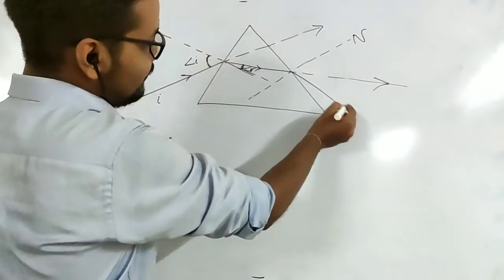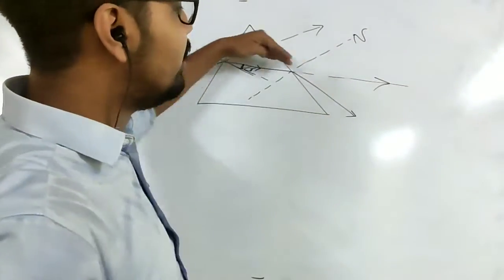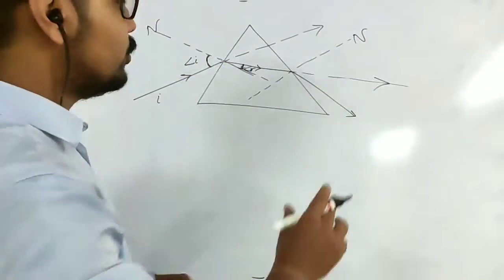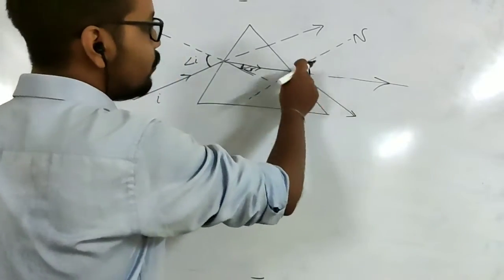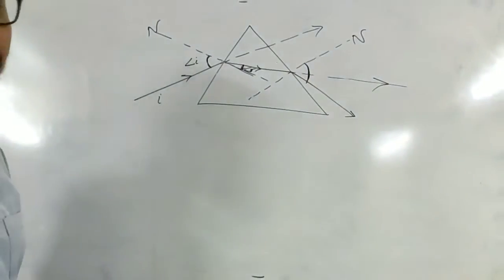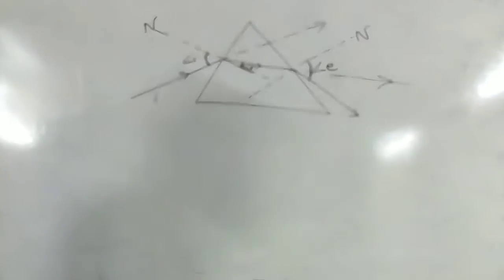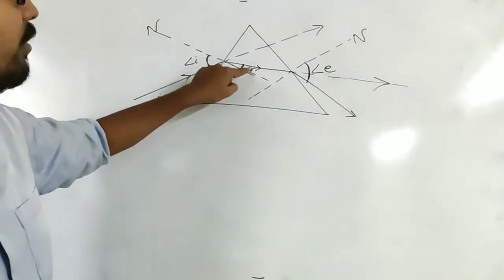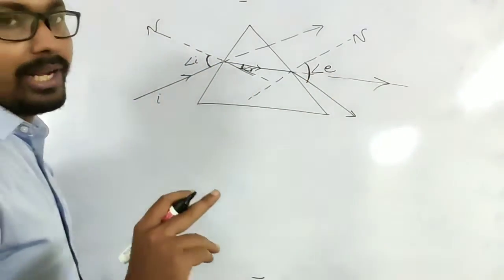Now, here, this is the normal. The angle is this. This is called the emergent ray, which means the ray which has emerged out of the prism. In this case, this is the angle made by the emergent ray with the normal. So this angle is called the angle of emergence, angle e. These are the 3 basic angles that we know: angle of incidence, angle of refraction, and angle of emergence. 3 angles. Now we have one more angle.